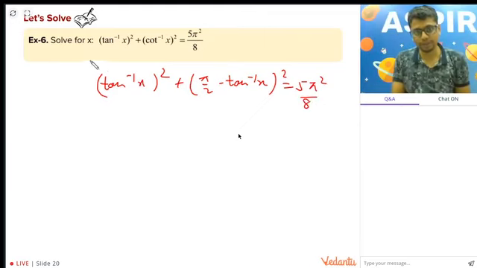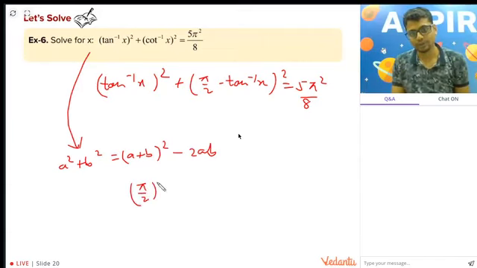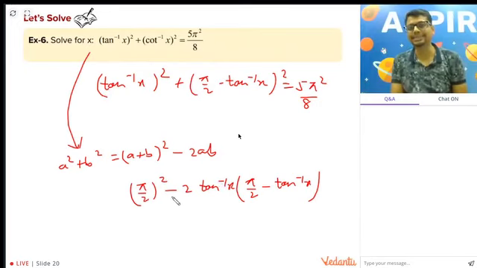Or you can use it this way. A square plus b square I can write as a plus b whole square minus 2ab. So using this you can write it as tan inverse x plus cot inverse x, which is pi by 2, whole square, minus 2 tan inverse x and cot inverse x. And cot inverse x you can write as pi by 2 minus tan inverse x. Any way you can use, ultimately you will get the same expression. This left hand side and this left hand side are one and the same.